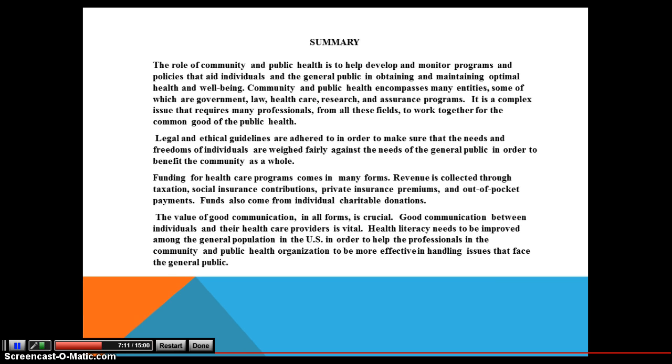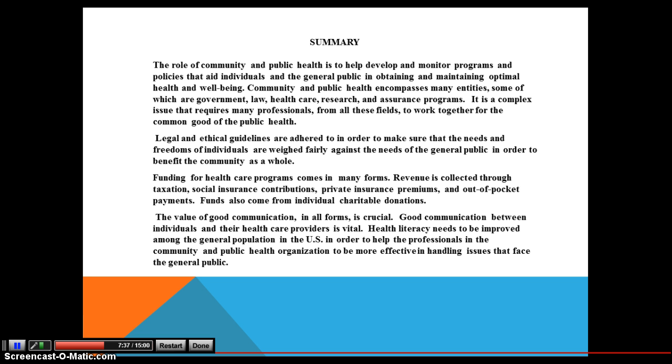In summary, the role of community and public health is to help develop and monitor programs and policies that aid individuals and the general public in obtaining and maintaining optimal health and well-being. Community and public health encompasses many entities, some of which are government, law, healthcare, research, and assurance programs. It is a complex issue that requires many professionals from all of these fields to work together for the common good of the public health.